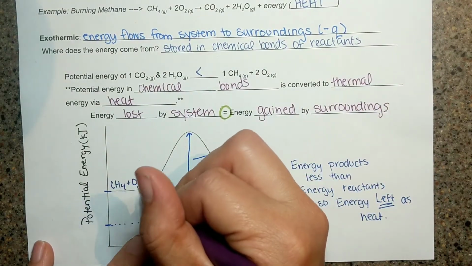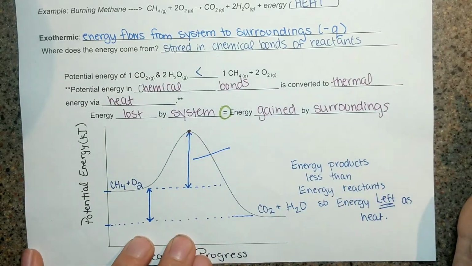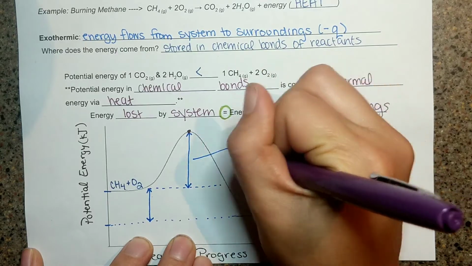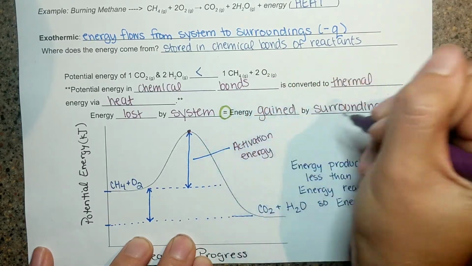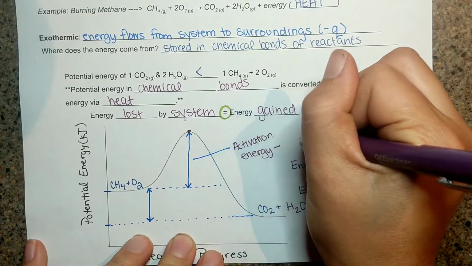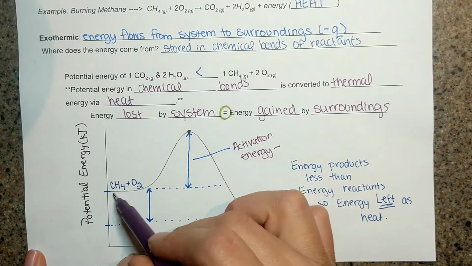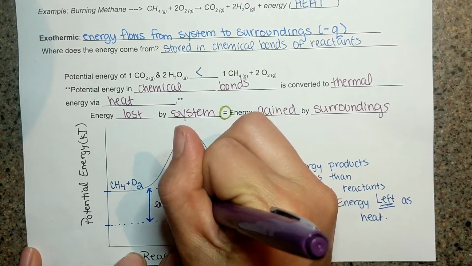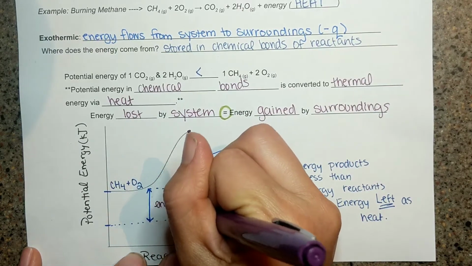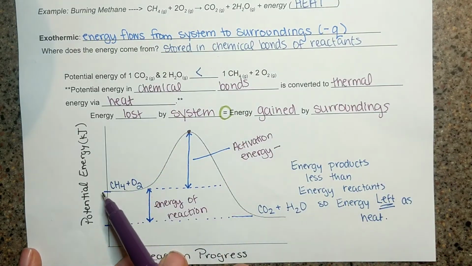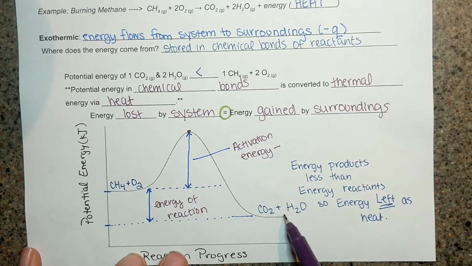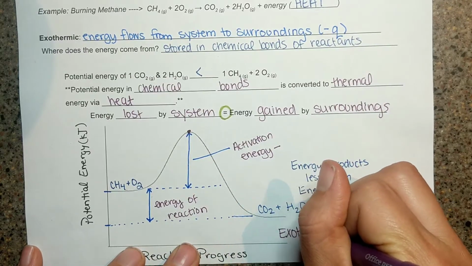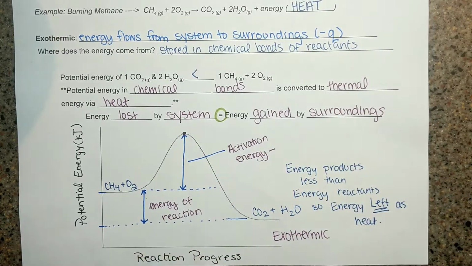So the change in where my reactants start and the top of my potential energy diagram is called my activation energy, so the energy required to make the reaction go. The difference between where my reactants start and my products end, this is the energy of my reaction. So like I said before, my reactants have a higher energy than my products. It is going to be an exothermic reaction.